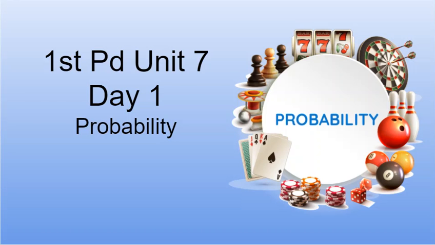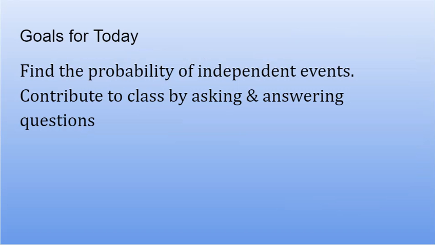All right, so this is our new unit on probability. Our goals for today are to find the probability of independent events. That means one event does not change the other. And also to contribute to class by asking and answering questions.